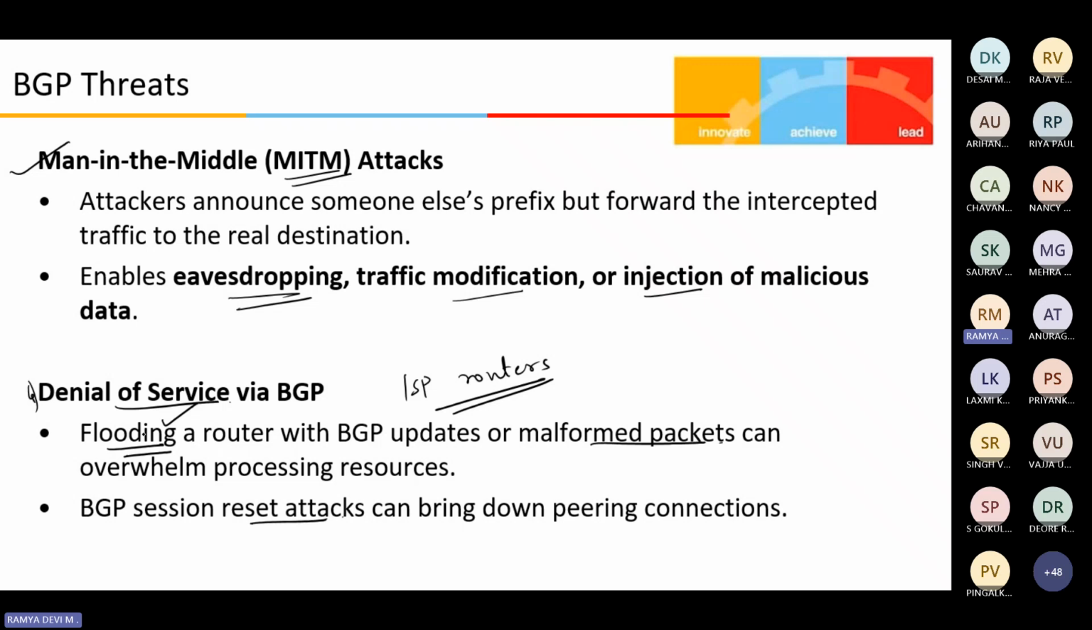So these threats, prefix hijacking and route leaks, show how attackers can exploit BGP for disruption or even for traffic manipulation.